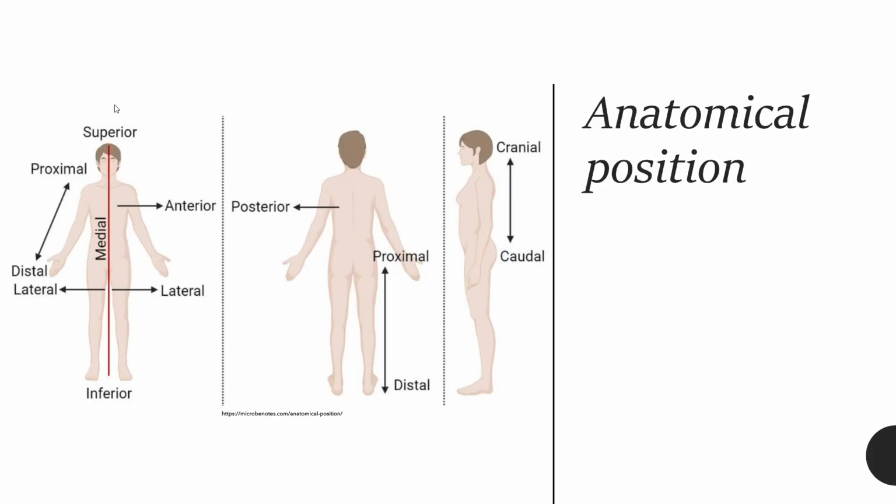So here's that anatomical position. We can see some of those anatomical terms: proximal being closer to where that extremity inserts into the body, distal being further away, superior being above, inferior being below, lateral away from the midline, and medial right along that midline. Anterior is toward the front of the body, and posterior is toward the back of the body, and we can see those palms are facing up, feet facing forward.